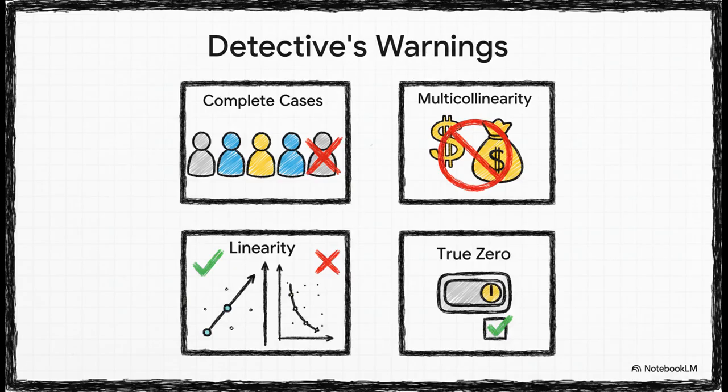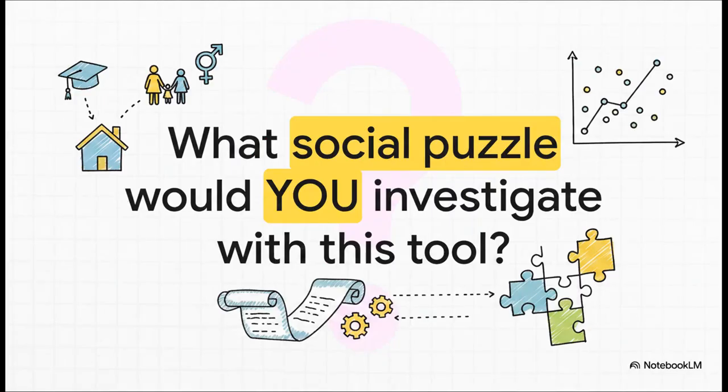And third, remember this whole thing assumes the relationship is a straight line, so it's not the best tool for patterns that have big curves in them. Knowing the limits of your tool is just as important as knowing how to use it. So we've seen how linear regression can untangle this really complex web between education, family size, gender, and one of the biggest decisions in life. It takes messy data and turns it into a clear story.